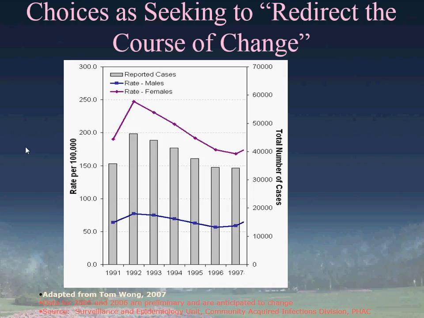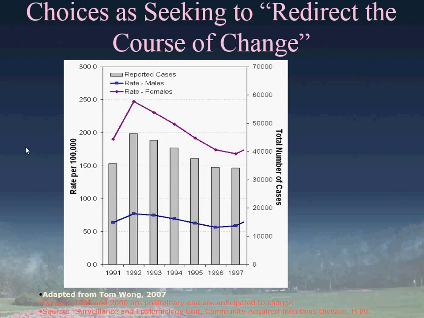So I think much of the motivation for system science, I'm going to be going through this very quickly. Much of the motivation for system science lies in what my colleague Bobby Milstein calls the desire to redirect the course of change when it comes to health. This graph shows reported cases of chlamydia over time for males and females within Canada. It's from Tom Wong at Public Health Agency of Canada.